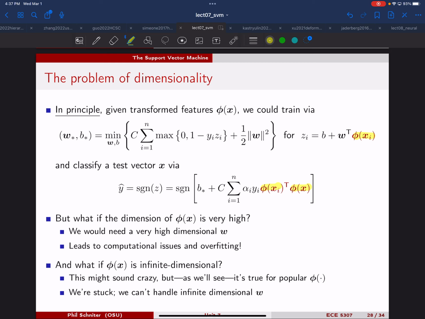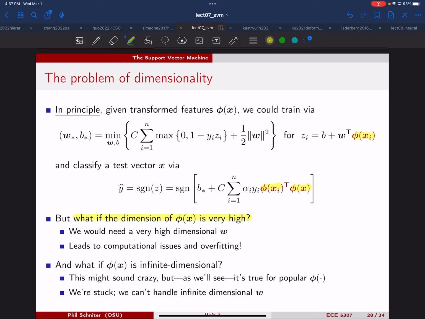But the problem now is, what if the dimension of your transformation is very high? What if you started with a few features and now you have millions or something, or maybe you started with many, many features and now you have way too many to deal with? So that's sort of the issue. If you try to implement a really good kernel, maybe you find that it's just too big to handle, or not kernel, but a really good transform phi. It's too big to handle.